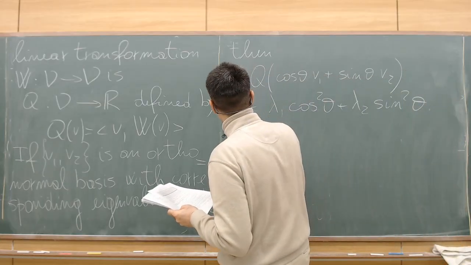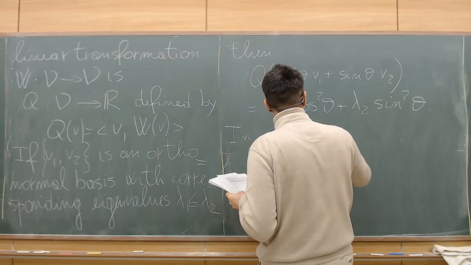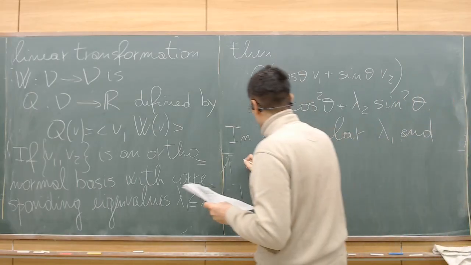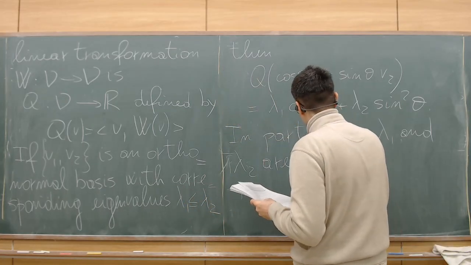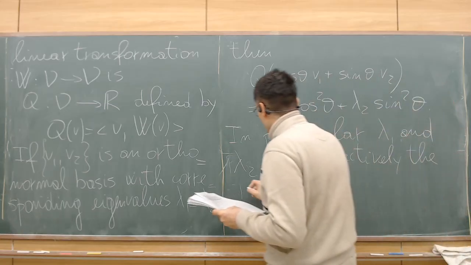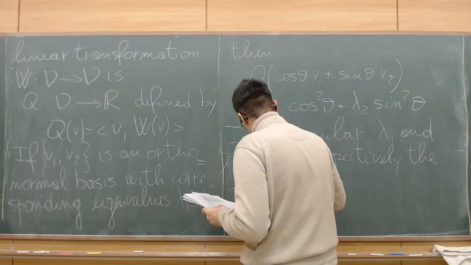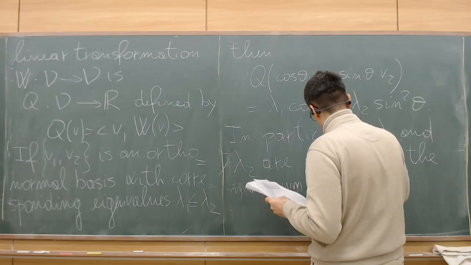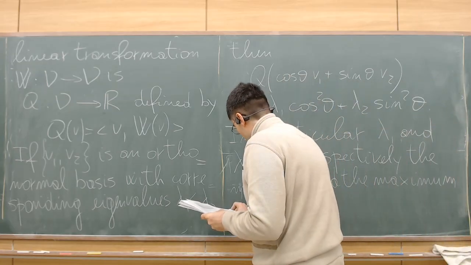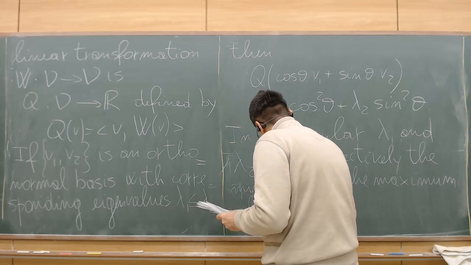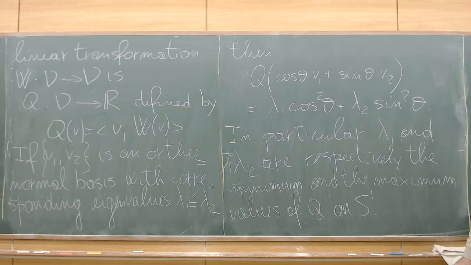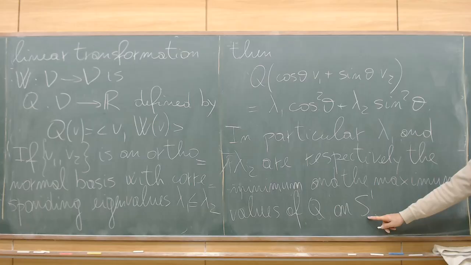And in particular, you have that lambda 1 and lambda 2 are respectively the minimum and the maximum values of Q on S1, where S1 denotes once again the set of vectors of length equal to 1.